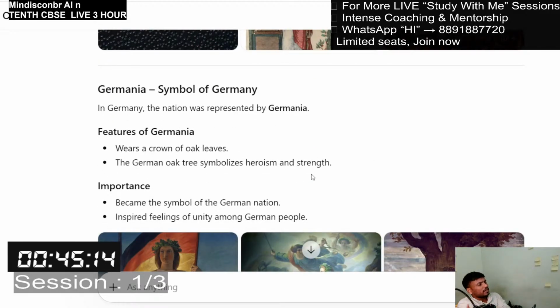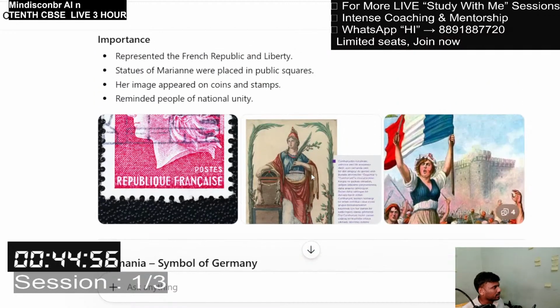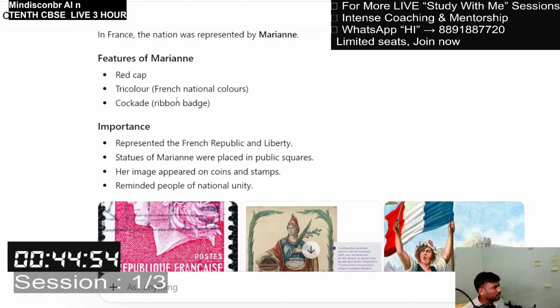Next one is Germania, symbol of Germany. So the symbol of France was Marianne. The symbol of Germany is Germania. And what are the characteristics of Marianne? She wears a tricolor flag and a red cap, also a cockade, that is a ribbon badge.